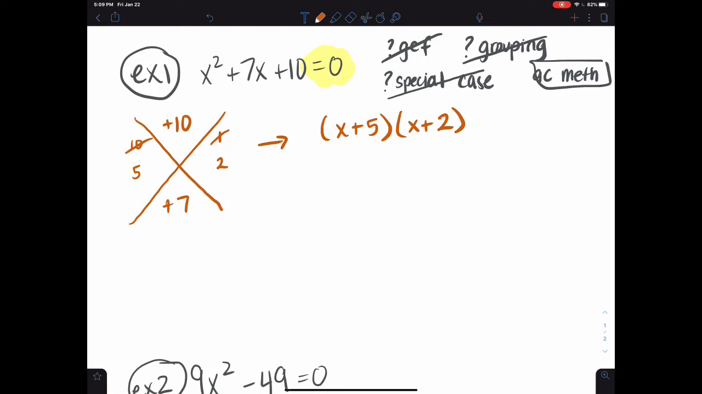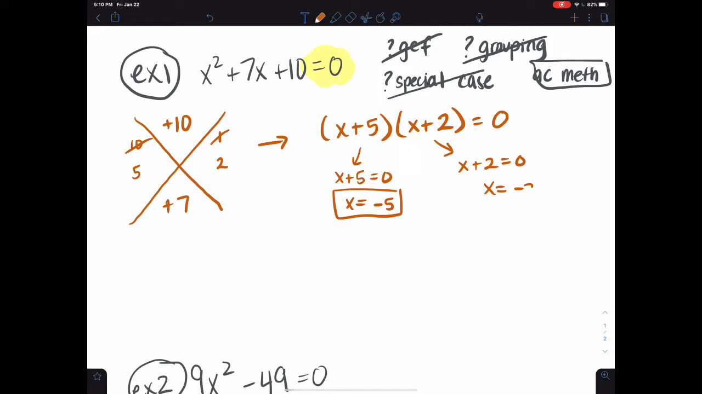When we're solving, because it was equal to 0, I can set each of these factors equal to 0 separately. When I solve these two separated equations, on the left I end up with an x value of -5. On the right, I end up with an x value of -2. These are my two solutions to this quadratic equation.